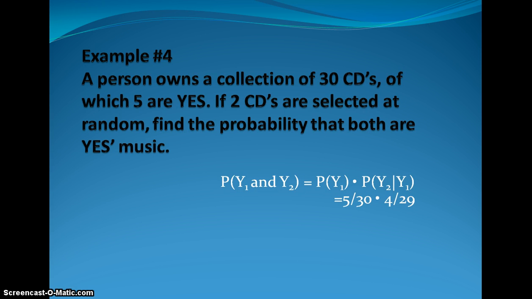So there's a 5 out of 30 chance. The second time getting another CD that they want is 4 out of 29. So there's a 20 out of 870 or a 2 out of 87 chance. If you want to make it a decimal, that's fine. But there's a very small chance that if I have 30 CDs that I will pick a yes CD, put it in the CD changer, and then pick another yes CD to put in.